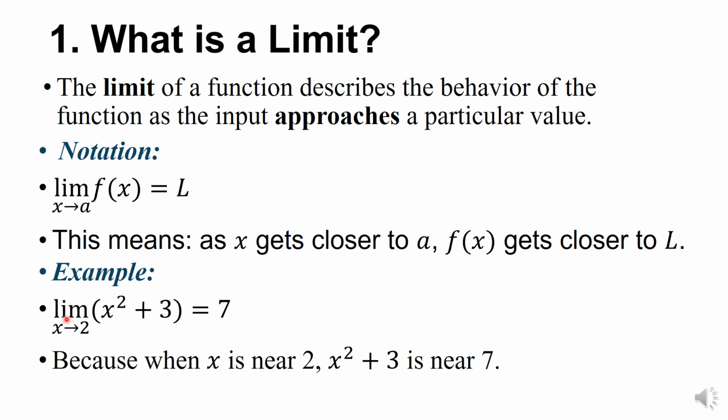Example: limit x tends to 2, x square plus 3. Now we will simplify this example, then we get 7 as the answer, because when x is near 2, x square plus 3 is near 7.